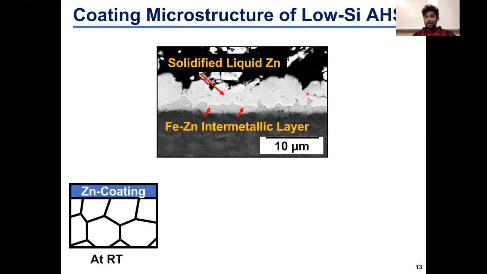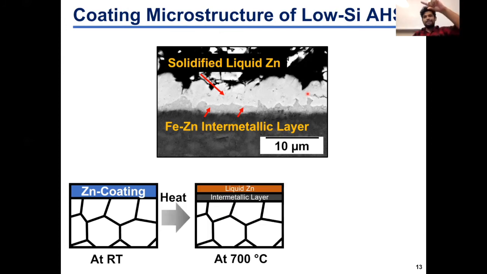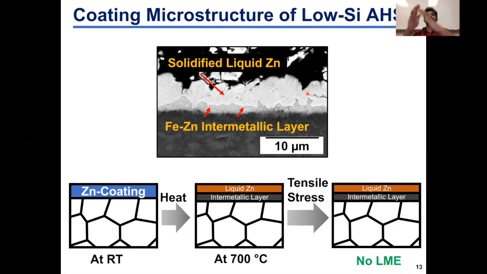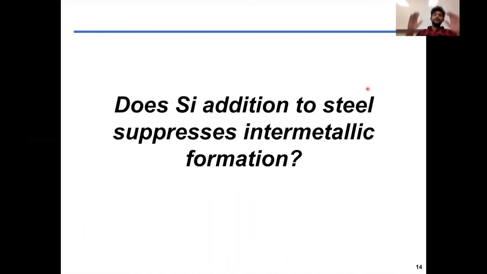So what happened in the case of the low silicon steel is that, similar to the high silicon steel, we again had a pure zinc coated sample to begin with. When we heated to the high temperature, the zinc melted and immediately reacted with the low silicon substrate to form an Fe-zinc intermetallic layer. The intermetallic layer consumed a part of the liquid and prevented the direct contact between the liquid and the steel, so that when we applied the tensile stress, there was no LME. So therefore, we believe that silicon affects the way the liquid zinc reacts with the steel substrate. So the big question now is, does silicon addition to a steel suppress the intermetallic formation behavior?